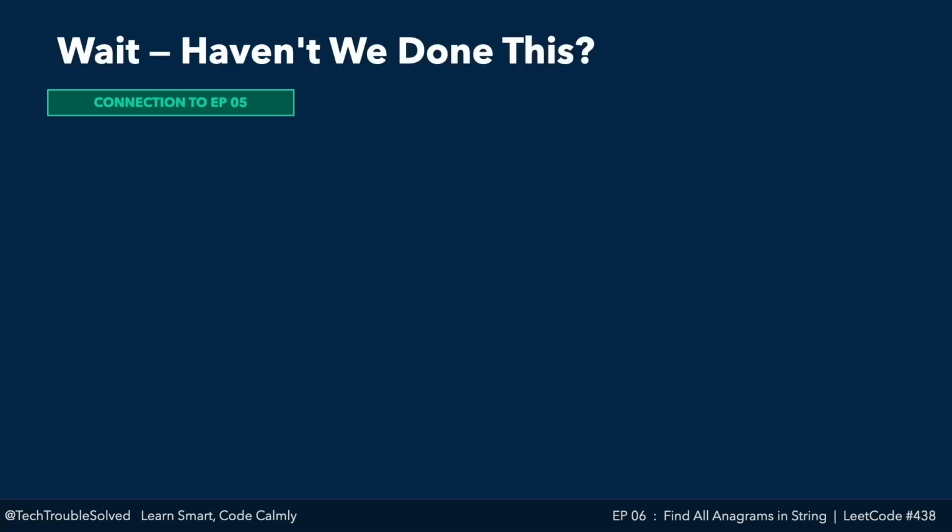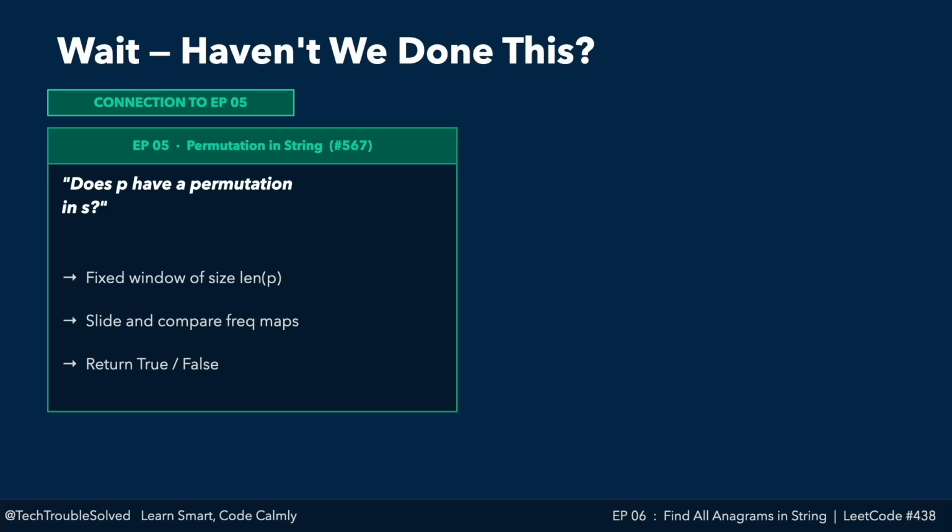Okay, I have to be honest with you. When I first saw the problem after episode 5, my immediate reaction was, haven't we already done this? And the answer is almost. Let me show you exactly what I mean. Episode 5, Permutation in String, LeetCode 567. The question was, does P have a permutation somewhere in S? The approach, fixed window of size length of P. Slide it, compare frequency maps, return true or false.